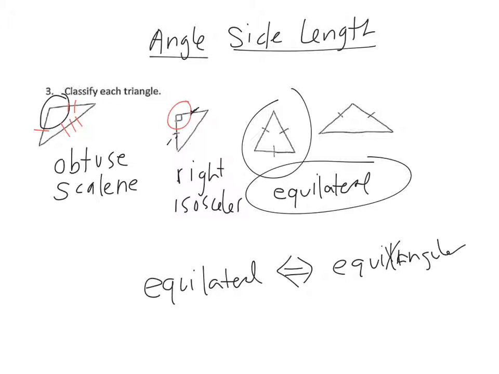And then this one looks like, and it has an obtuse angle again, so we're going to call that obtuse. And then it's isosceles, because 2 sides are equal.